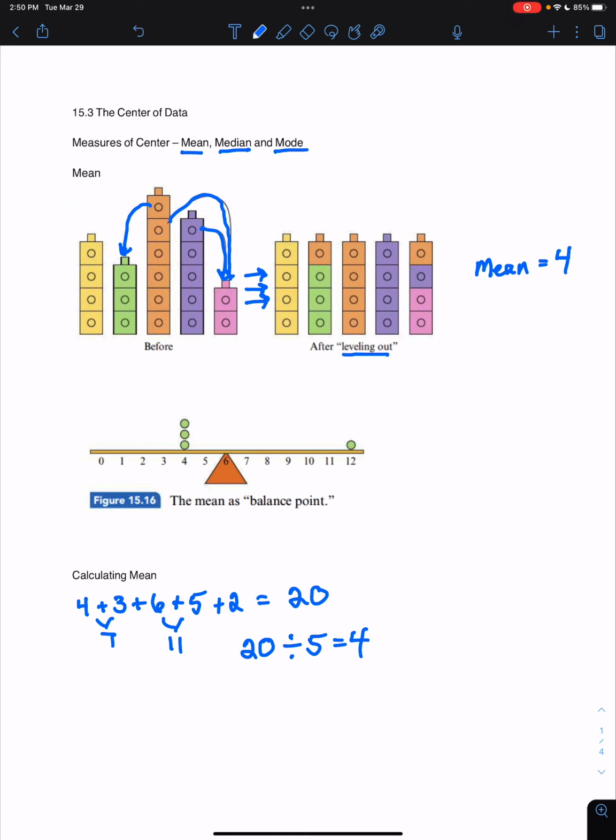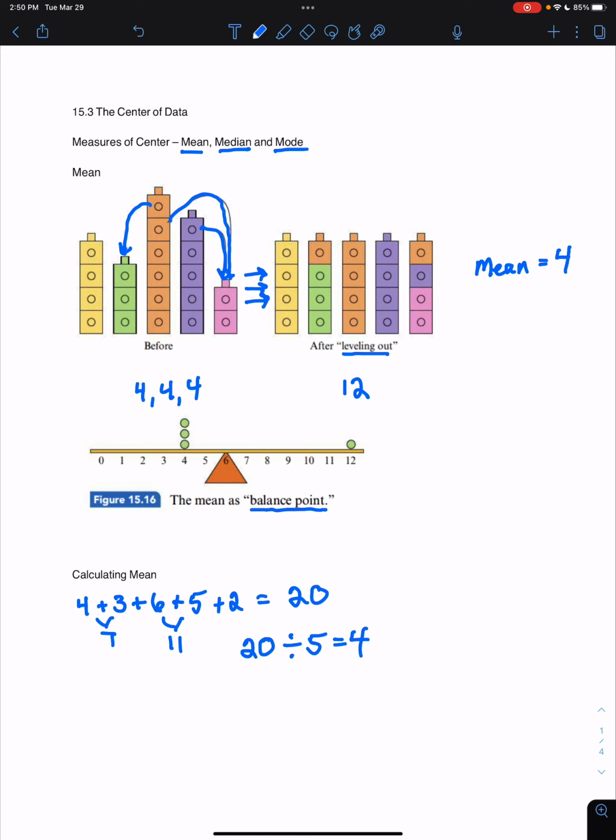Now, a different way of looking at mean is mean as the balance point of our numbers. So here we have 4 numbers. We have 4, 4, 4, and 12. Obviously, the 12 is kind of way out there, and the 4s are kind of clustered together. But there's a balance point between those numbers.